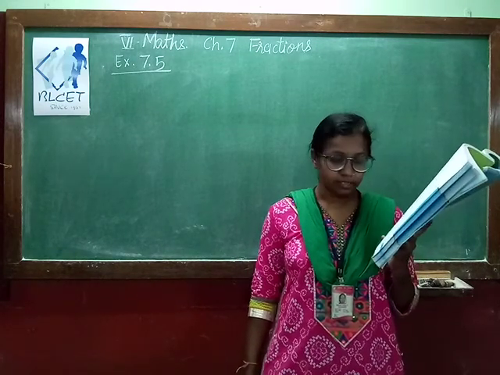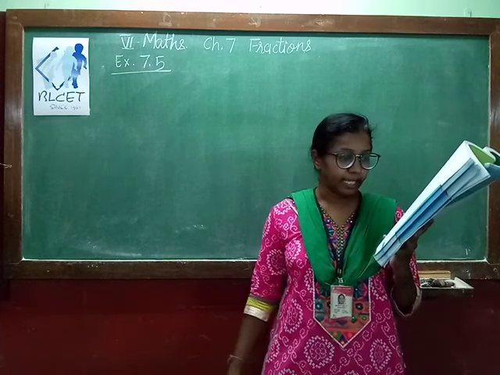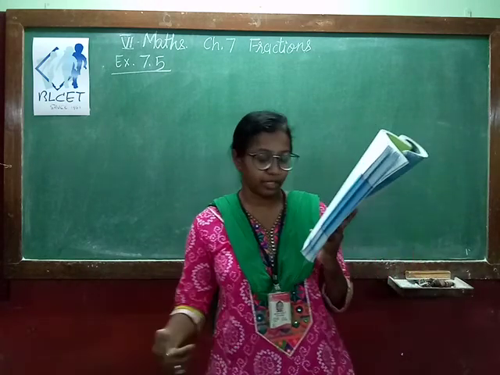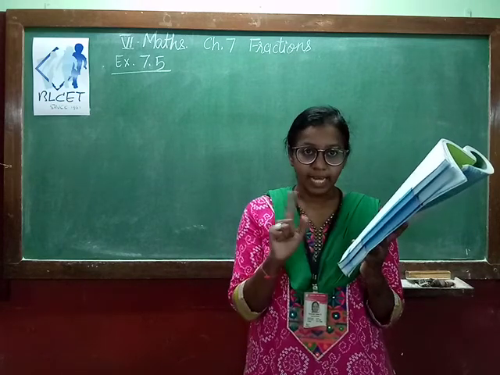First, one part is shaded, that is 1 by 5, then it is 2 by 5. And at the last it is given 3 by 5. So what did you do? 1 plus 2, 3. That is, you did the addition. So in the blank you have to put the sign of addition.